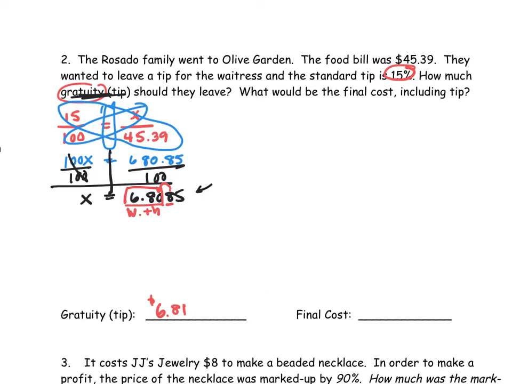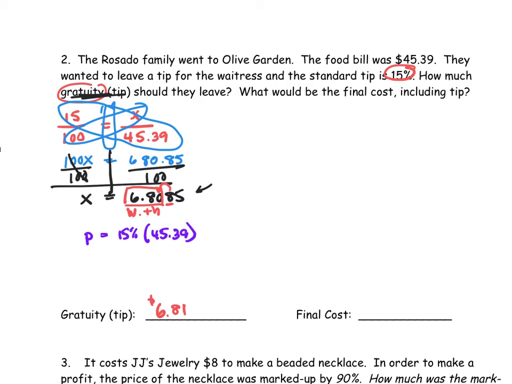We could have also done this using this equation. Part equals 15% times $45.39. Once you converted this to a decimal, you would get this same exact answer.